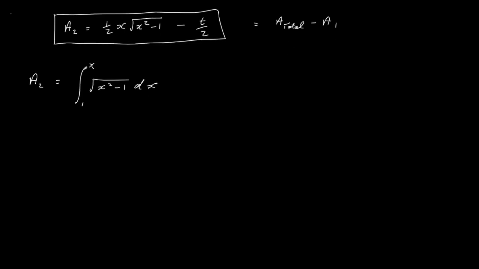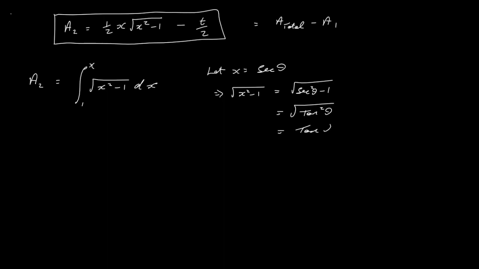Now we're going to do this by substitution, so what we're going to do is let x equal sec theta. If we do that, we get the square root of x squared minus 1 equal to the square root of sec squared theta minus 1. Sec squared theta minus 1 is just equal to tan squared theta. That gives us the square root of tan squared theta, which is just tan theta.